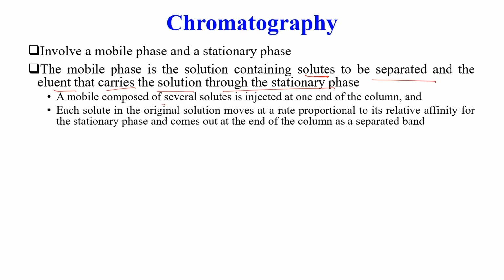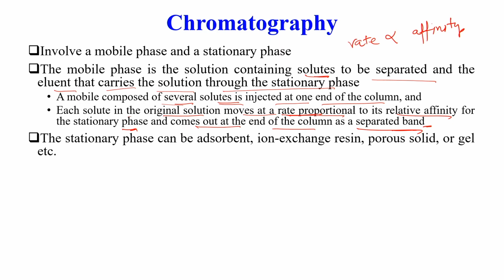Now, this mobile phase composed of several solutes is injected at one end of the column, and each solute in the original solution moves at a rate, this is important, which is proportional to its relative affinity for the stationary phase, and comes out at the end of the column at a separate time, and we get distinct bands.